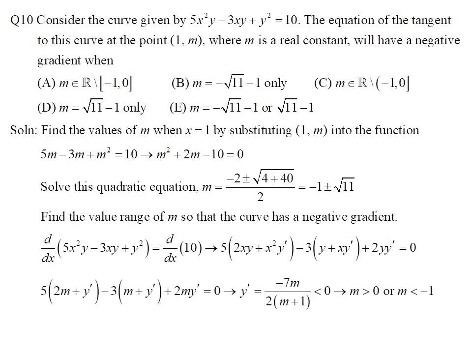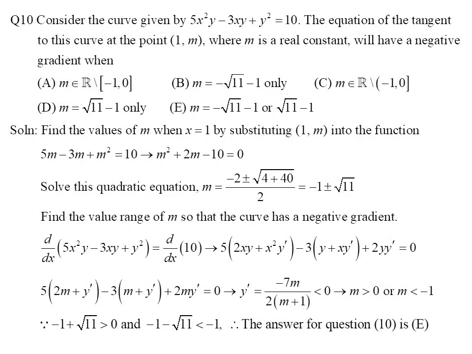After rearranging the equation and substituting the coordinates (1, m), we have y prime equals -7m over 2 times (m plus 1), which gives m is greater than 0 or m is less than -1. Since -1 plus the square root of 11 is greater than 0 and -1 minus the square root of 11 is less than -1, therefore the answer for question 10 is E.